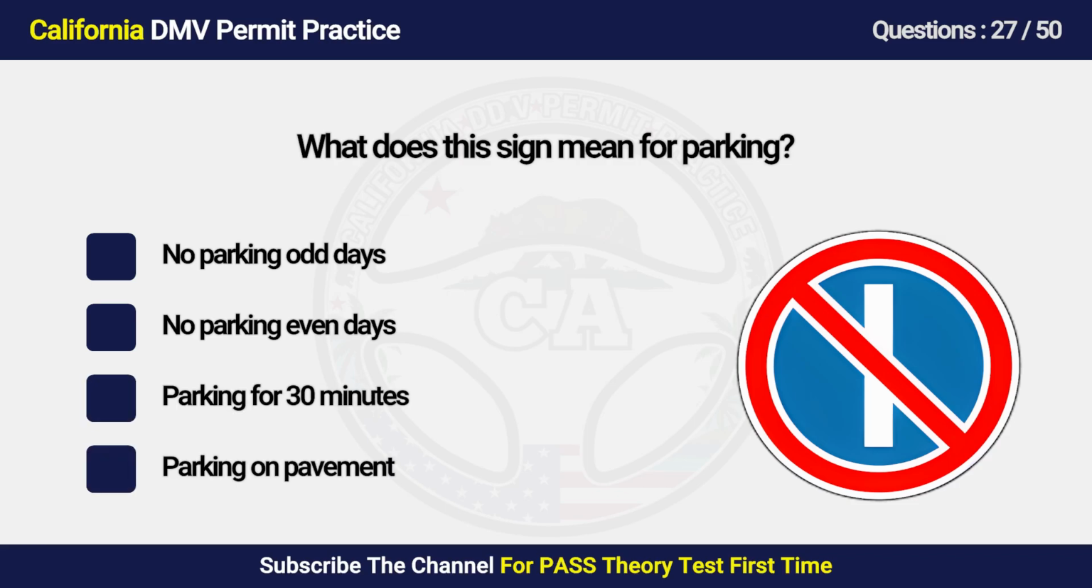A. No parking odd days. B. No parking even days. C. Parking for 30 minutes. D. Parking on pavement.